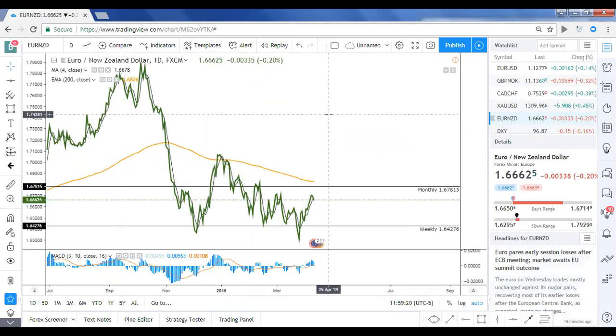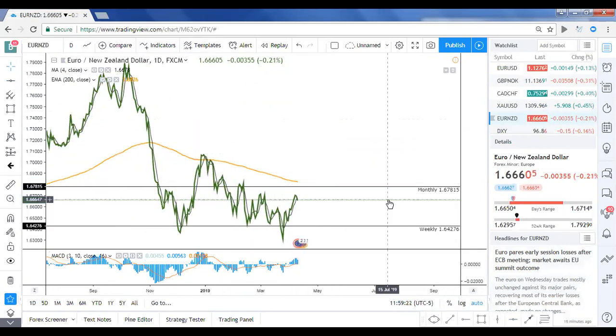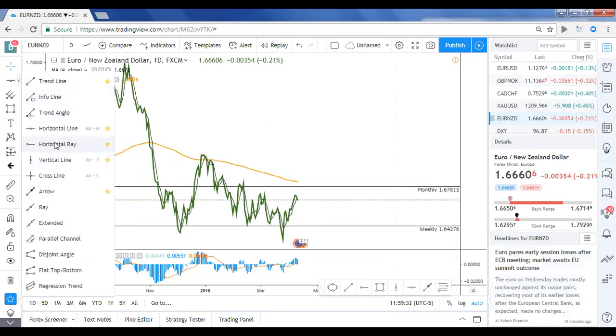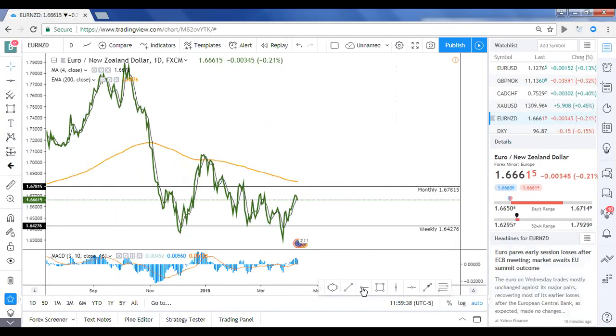Now for the daily key levels, I use what's called a horizontal ray, and it's this right here, right? And you can find this if you come up here. You can actually find this in this box, right? Horizontal ray right there. I just clicked on the star and it brought it down in this box that I already have. So I drop down to the daily time frame.